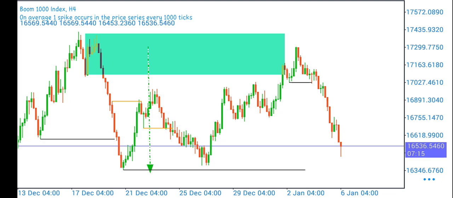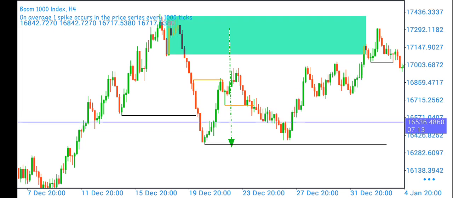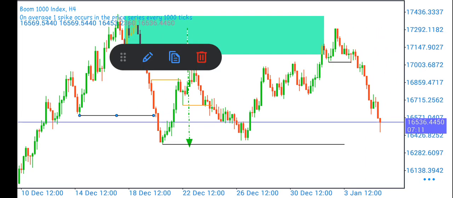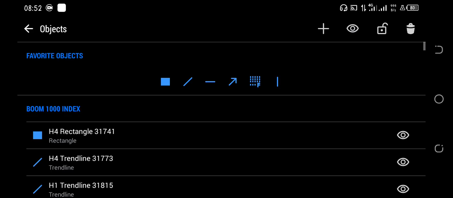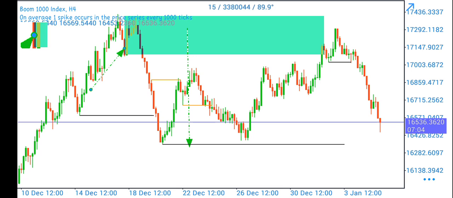So we analyzed Boom 1000 sells. We saw that this here was the low that made sense. The rest of these were just buildups, not actual lows. You can see, this was the low before price pushed up and then made a change of character.